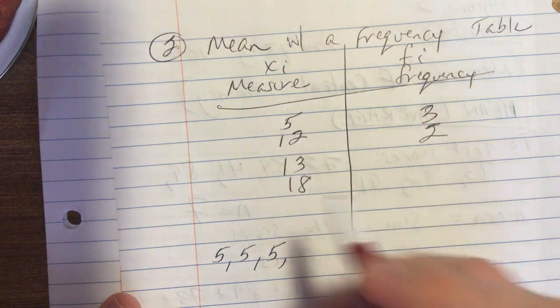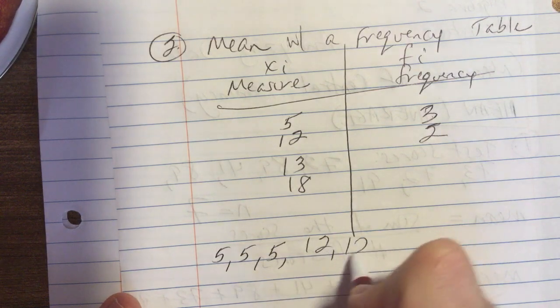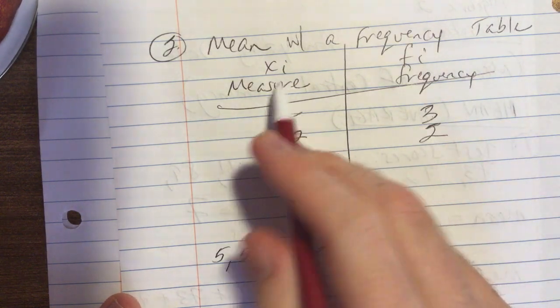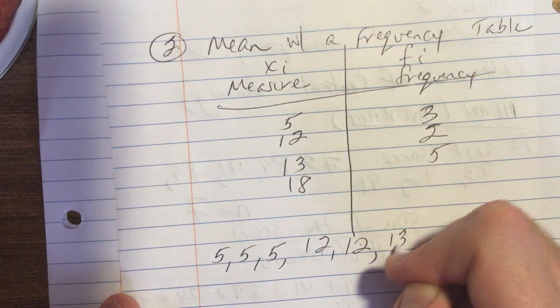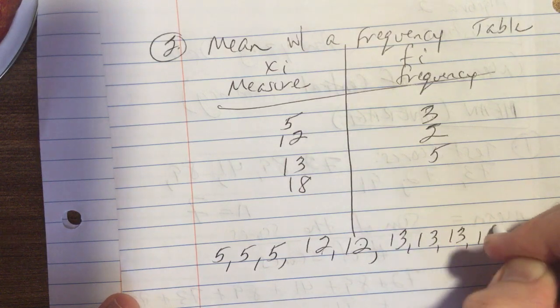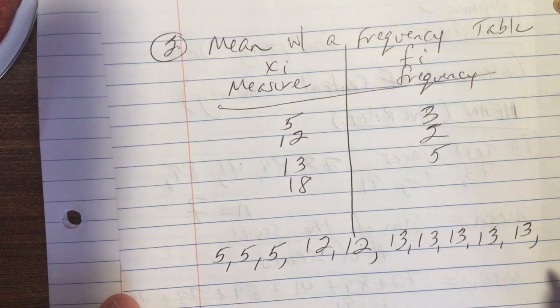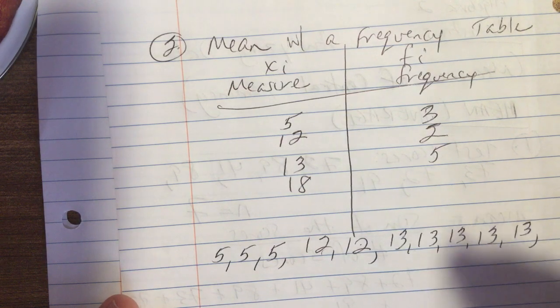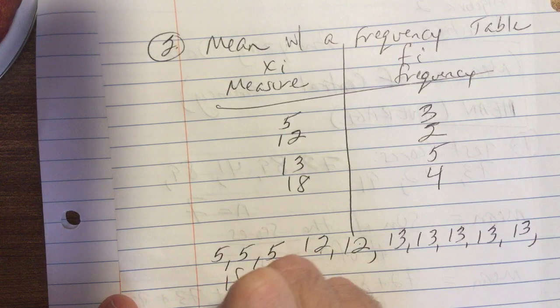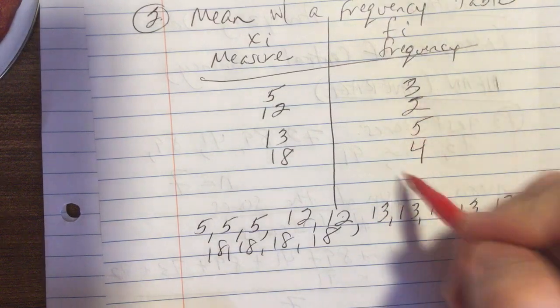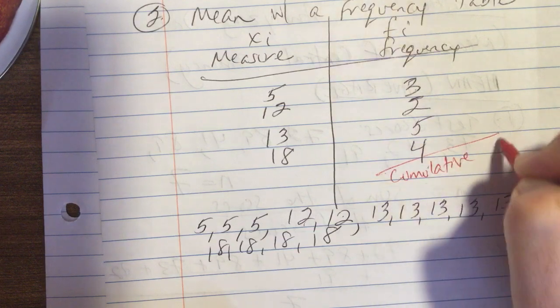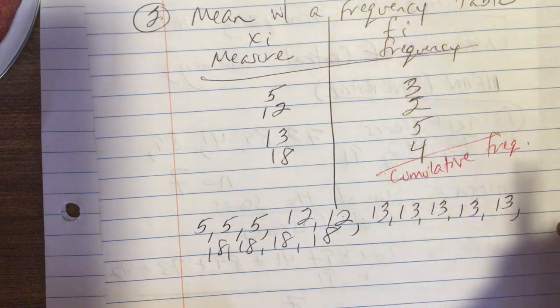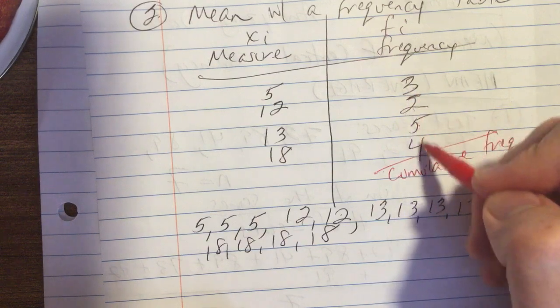They would tell you the measure and the frequency. So I'm going to write 12 twice. The frequency tells me how many times that data value or that measurement occurs. 13 is given to have a frequency of 5, so I'm going to write 13 5 times. And then we have a measurement of 18, but a frequency of 4. 18 is going to be 4 times. If we add up all our frequencies, that term is known as the cumulative frequency. That's when you add up all your frequencies. So that tells you the number of data values. We have 5, 10, 14 data values.